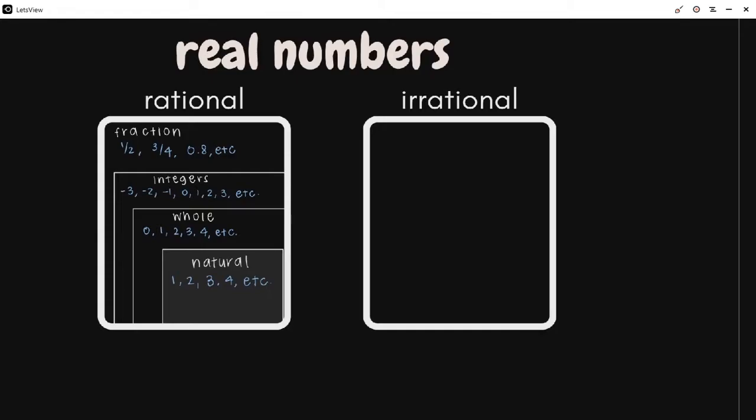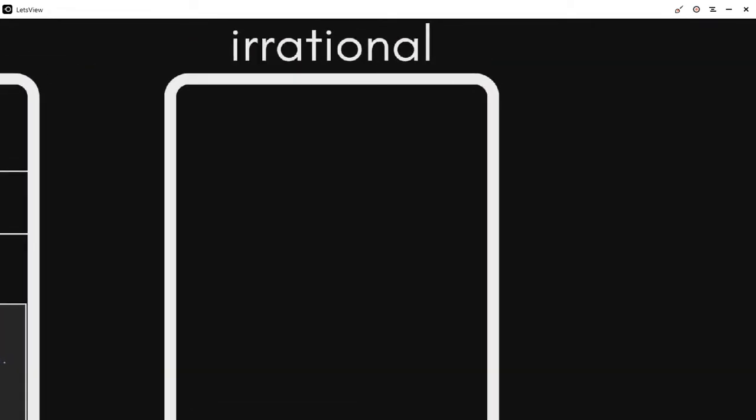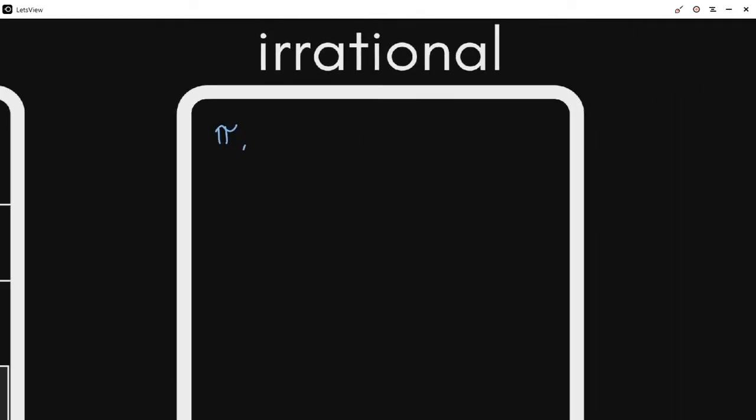Then over on the irrational side, these are numbers that cannot be written as a fraction. So for example, there's pi, which cannot be written as a decimal, and it's not repeating. Square root of 2, square root of 5, anything like that.